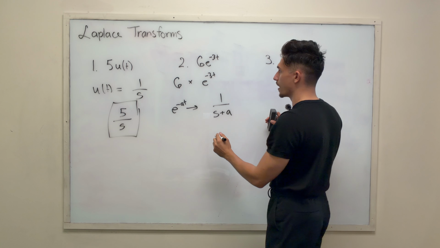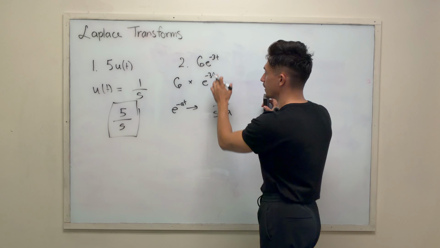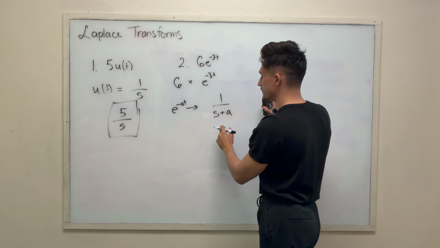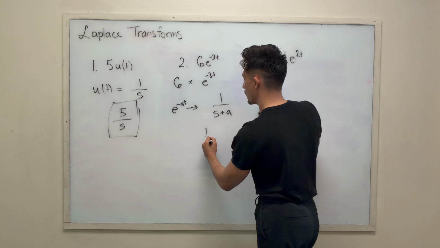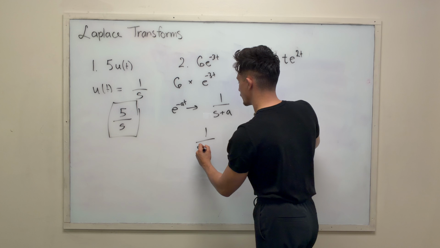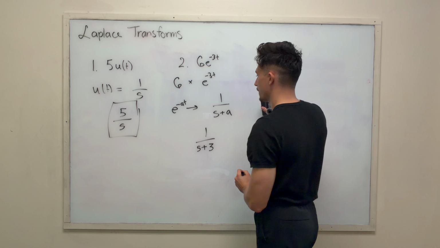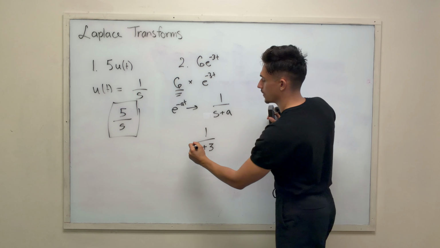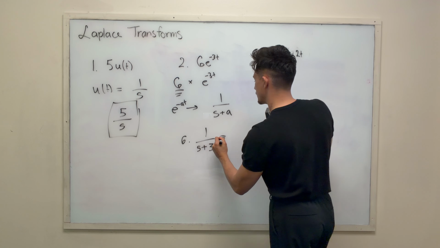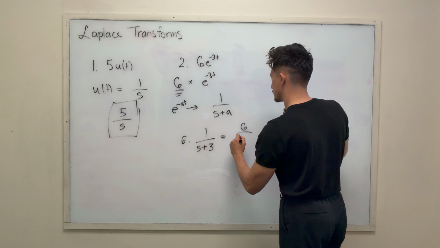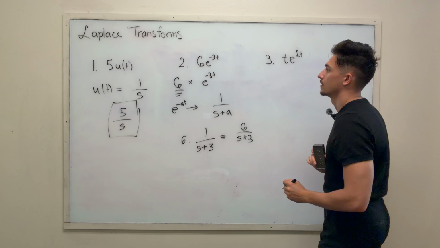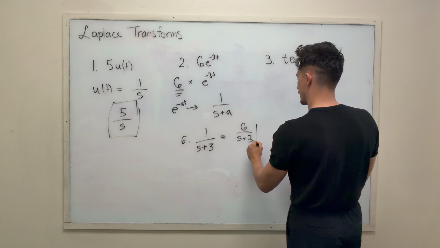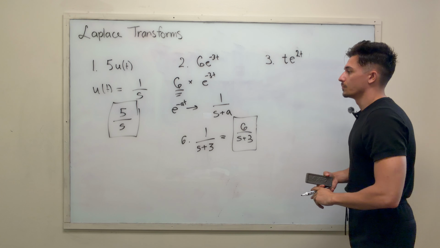So in this case, because our 3 is negative in the exponent, in the denominator it's going to stay positive. So actually it'd be 1 over s plus 3. The only thing we have left is to bring back this 6, so we multiply this by 6. Then we get 6 over s plus 3, and that's that for this one. Oops, this should be plus. Here we go. Pretty straightforward.